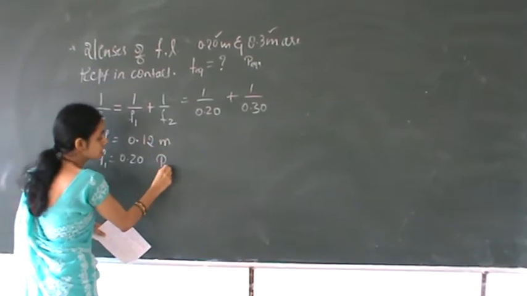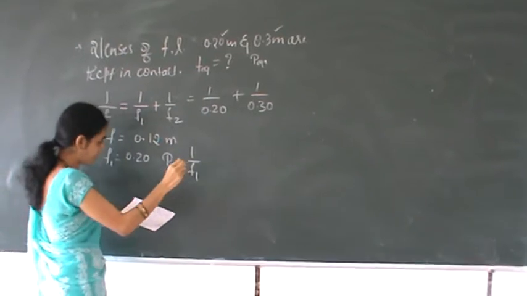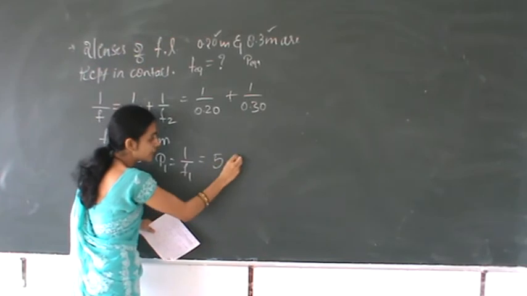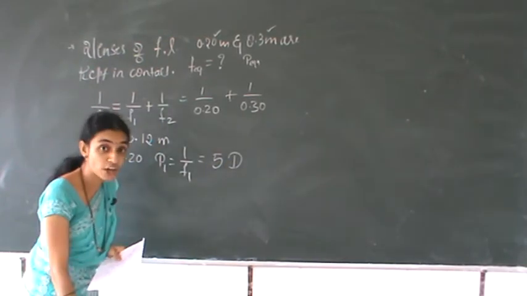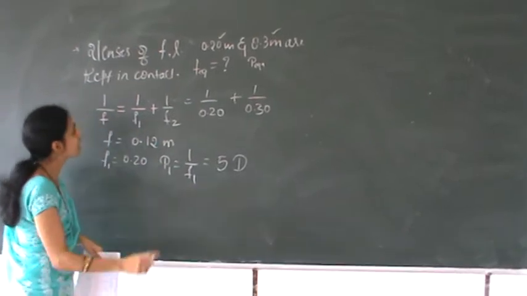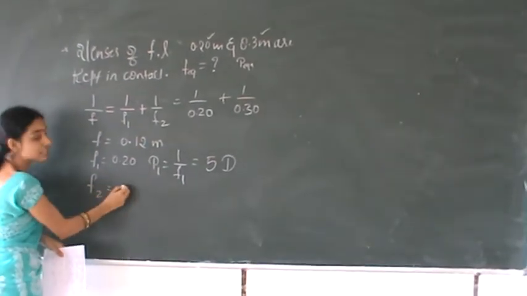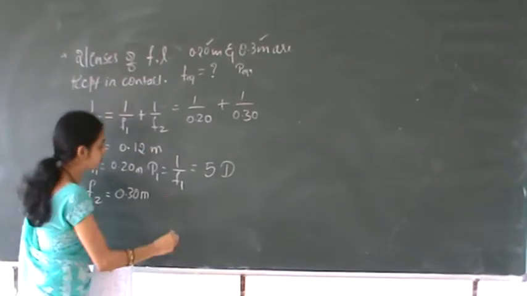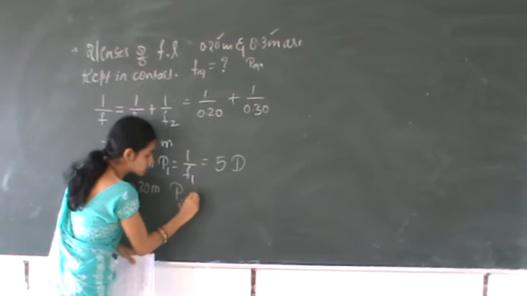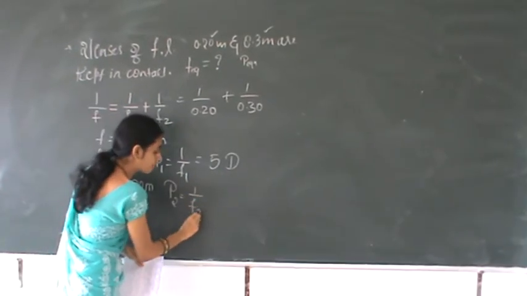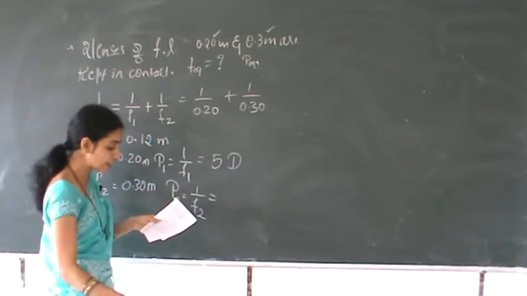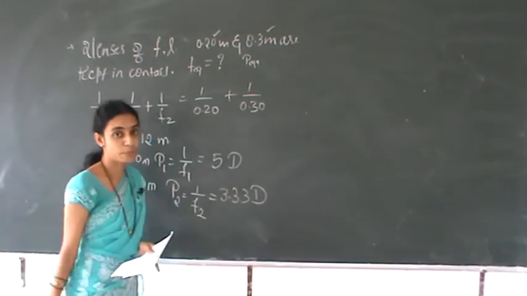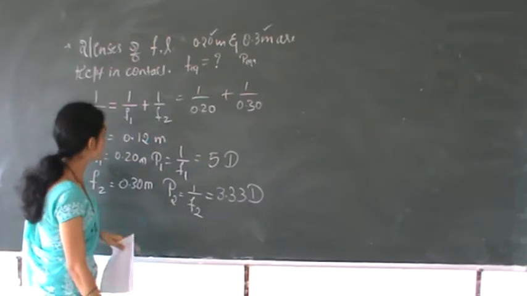Next, f1 is 0.20, so P1 is equal to 1/f1, which is nothing but 5 diopter. That's the SI unit of power. Next, f2 I have taken as 0.30 meter, so P2 is equal to 1/f2. If I substitute and simplify, I will get 3.33 diopter.